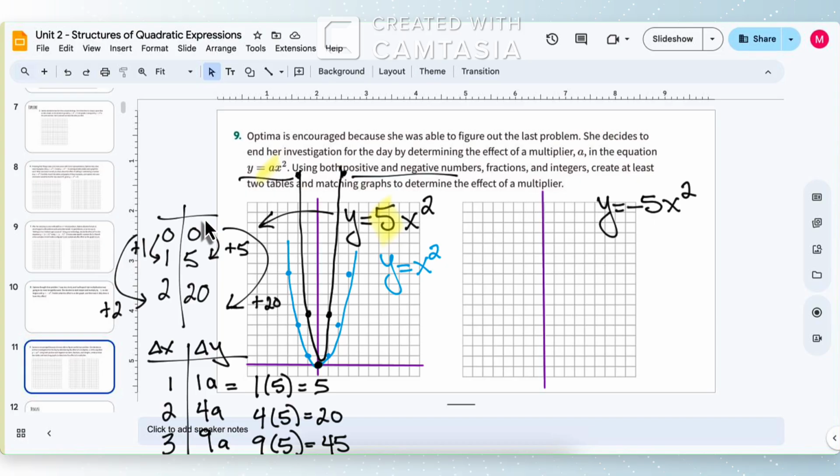Same thing's going to happen for our negative function, right? If we throw our negative 1 on here and we have our negative parent, so instead of going up, we just go down from our vertex. So right 1 down 1, left 1 down 1, right 2 down 4, left 2 down 4, right 3 down 9, left 3 down 9, right? This would be my parent parabola, my y equals negative x squared.